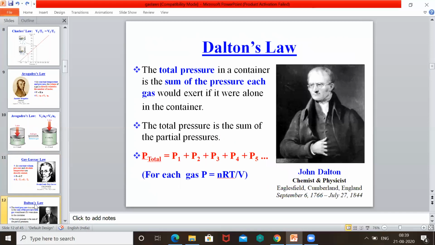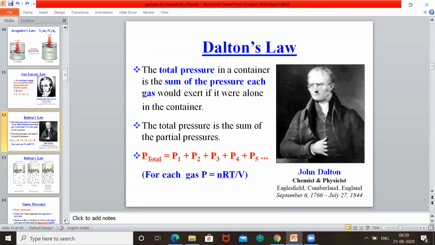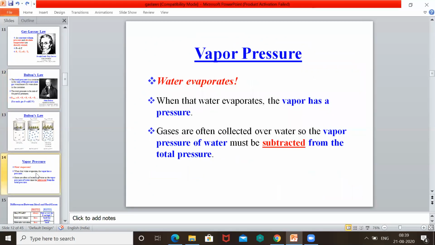That is Gay-Lussac's law. Now Dalton's law: total pressure in a container is the sum of the pressure each gas would exert if alone in the container. Suppose there is a mixture of gases, so the total pressure is equal to the sum of the individual gases' or partial pressures of the gases. That is Dalton's law. There is another property called vapor pressure. When water evaporates, the vapors are collected over the surface and they exert pressure, that is called vapor pressure.